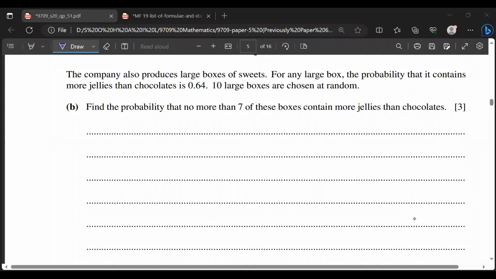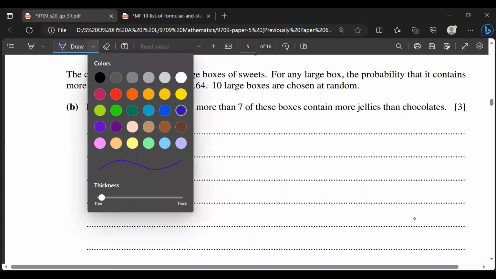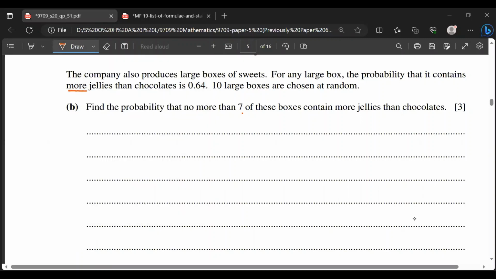Part B. The company also produces large boxes of sweets. For any large box, the probability that it contains more jellies than chocolate, so underline this, is 0.64. 10 large boxes are chosen at random. Find the probability that no more than 7 of these boxes contain more jellies than chocolates.